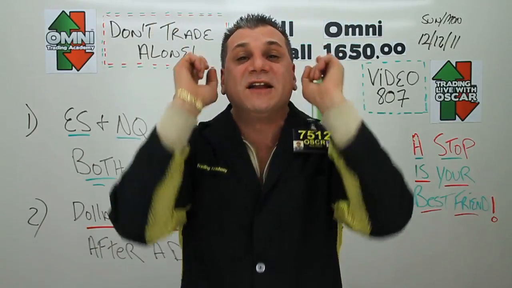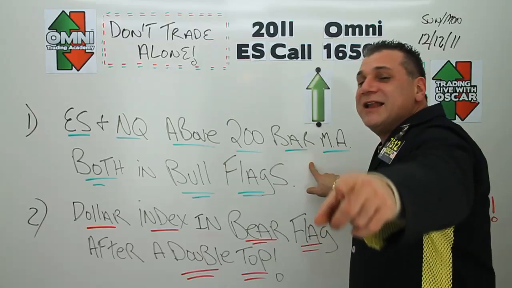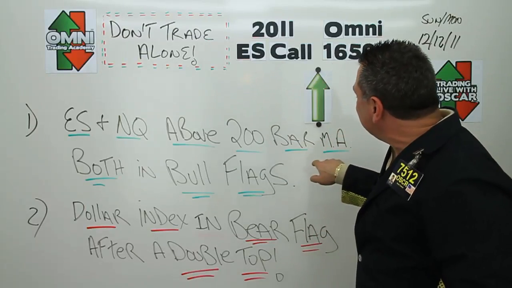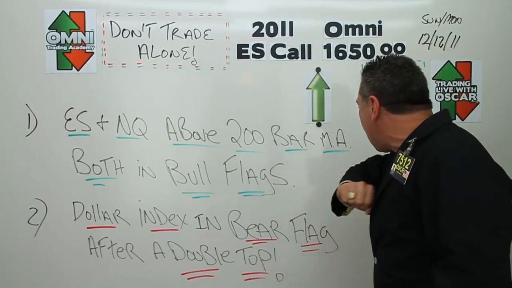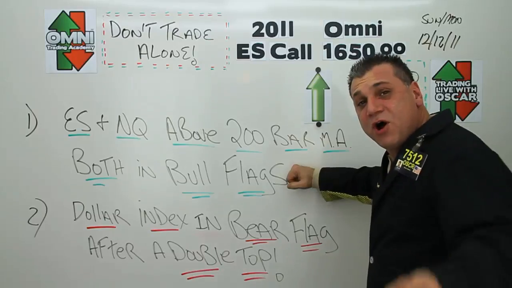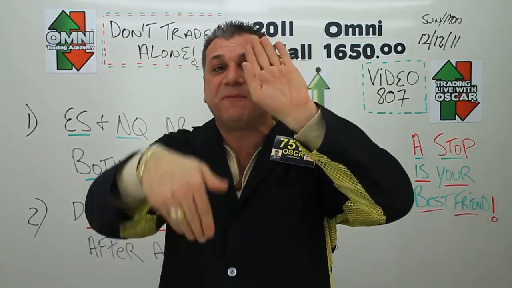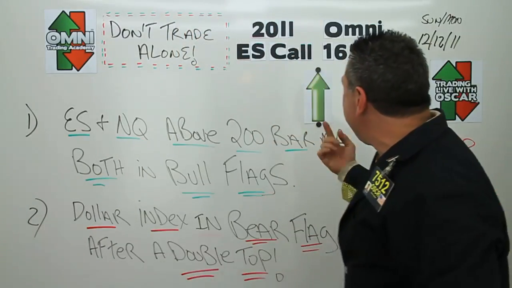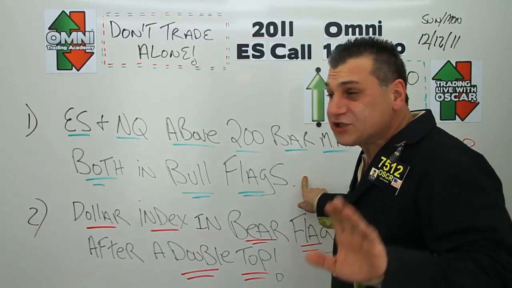But for you traders that understand, again, the NQ and the ES, NASDAQ and S&P on daily bar charts are above the 200 bar moving average, which has been giving us the flip-flop all along, and both in bull flags. Traders, you gotta love it.